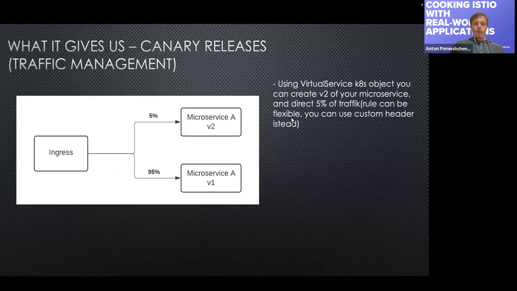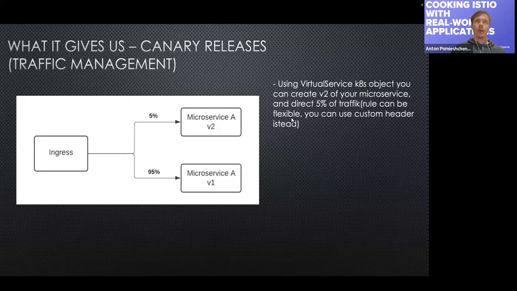Also, one of the coolest features in Istio is traffic management, or canary releases. You can deploy version 2 of a microservice, or maybe some beta version, to your cluster, and you can split traffic between version 1 and version 2. Also, a really great thing is that you can split that traffic using a header, a custom header that you design.